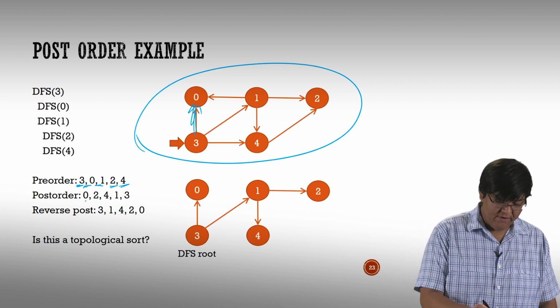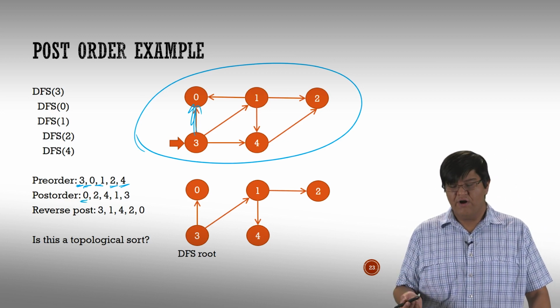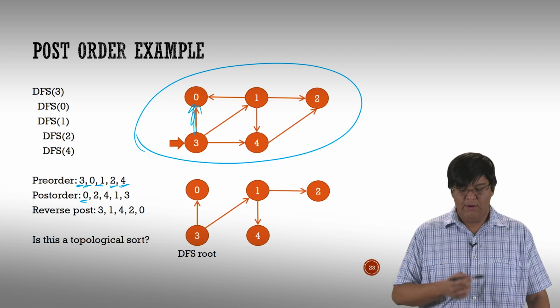So I'm actually going to write it down first. Then I backtrack to 3. But 3, I'm not done with it. I still need to explore 1 and 4, so I can't write it down yet. So I'm at 3, I go look at 1.